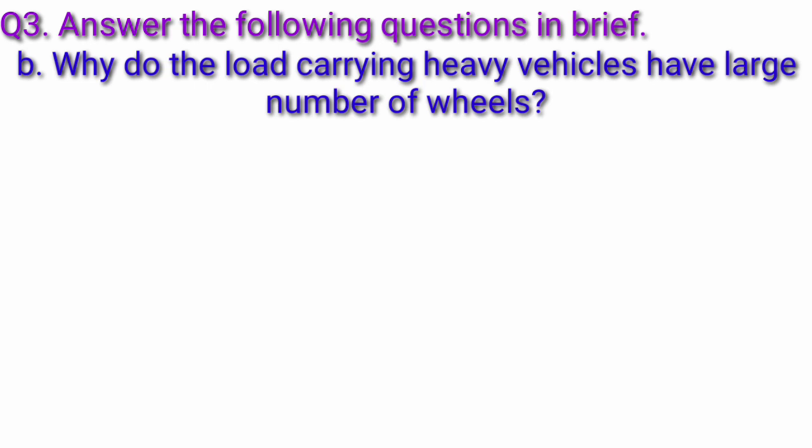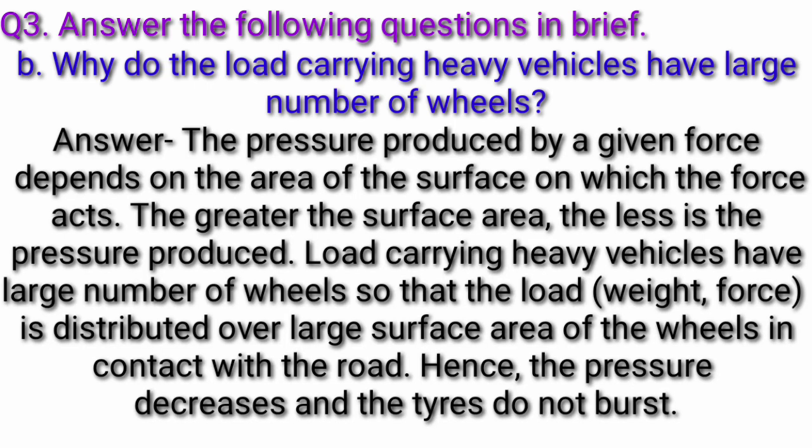Now, question B. Why do the load carrying heavy vehicles have large number of wheels? Answer. The pressure produced by a given force depends on the area of the surface on which the force acts. The greater the surface area, the less is the pressure produced. Load carrying heavy vehicles have large number of wheels so that the load is distributed over large surface area of the wheels in contact with the road. Hence, the pressure decreases and the tires do not burst.